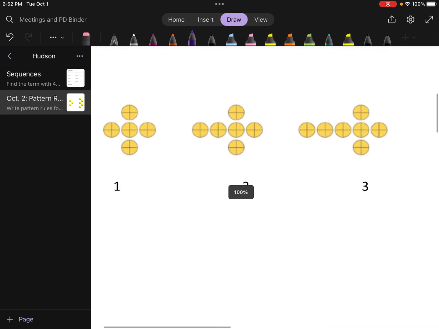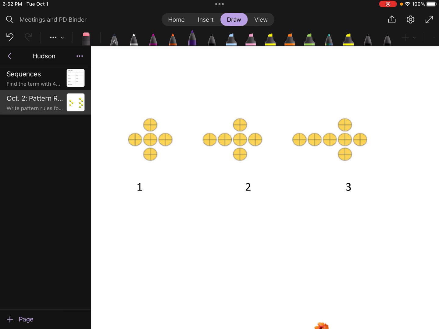So if I look at this pattern, can you write a rule for this pattern? Look at it and see if you can find what's staying the same and what is changing each time. Pause the video so you have a chance to do that.